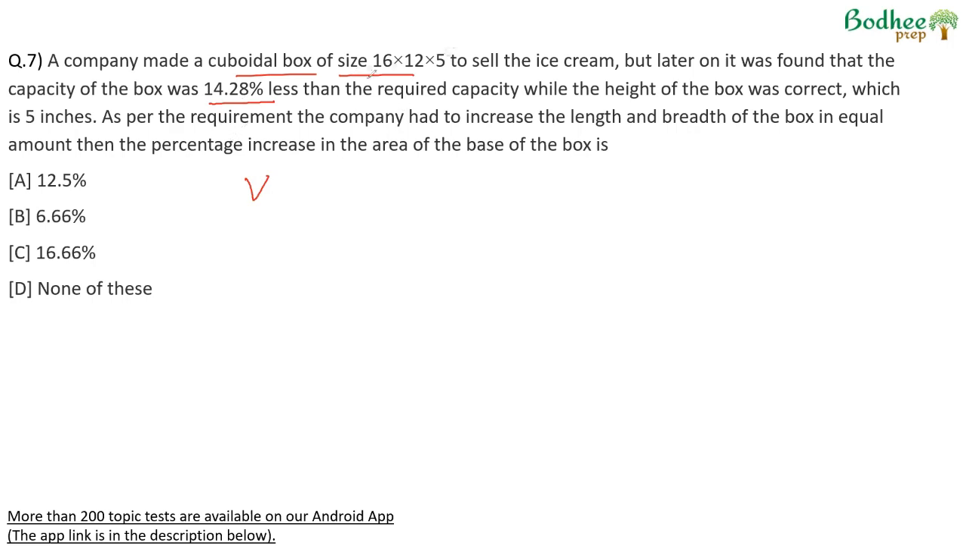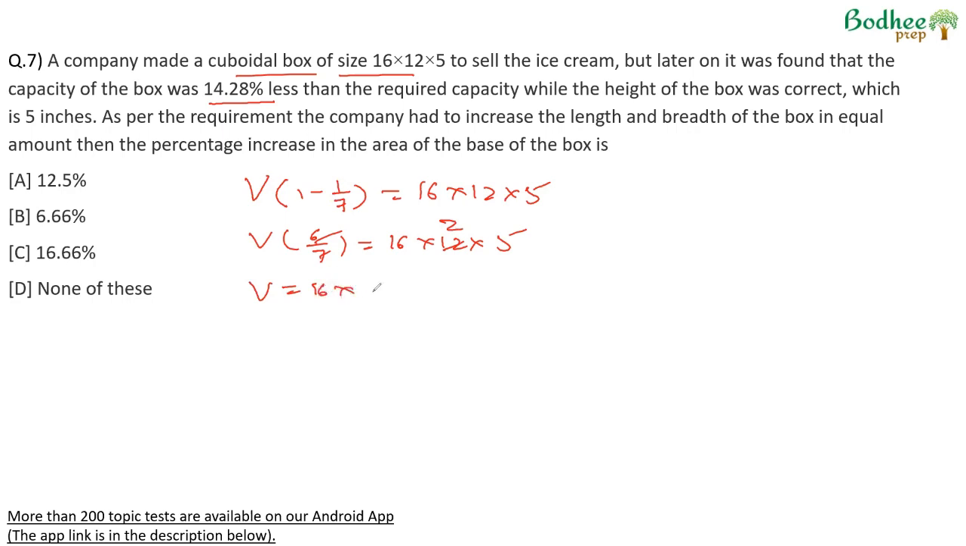It is given that this volume is 14.28% less than V. 14.28% in fraction is 1 by 7. So we can say V into 1 minus 1 by 7 is equal to the volume that we have, 16 into 12 into 5. So V into 6 by 7 is equal to 16 into 12 into 5. 6 2s are 12. So the required volume is 16 into 7 2s are 14 into 5. But the volume that we have is 16 into 12 into 5.